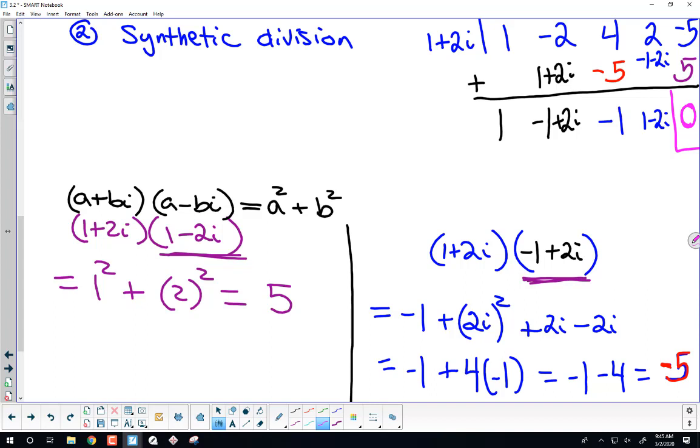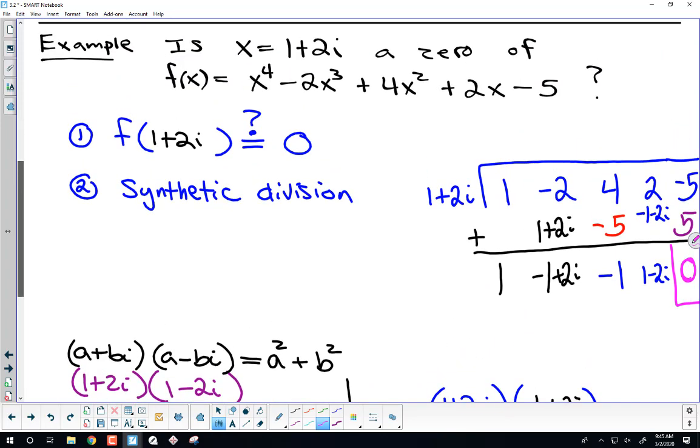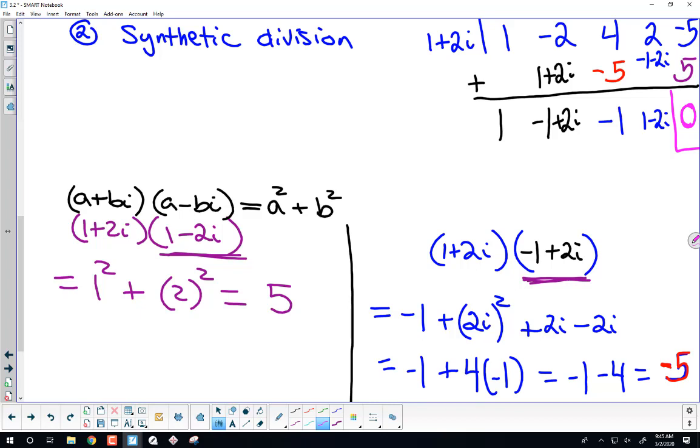All right. So what we have is a 0. What is 0 here? The remainder. You've got a 0 remainder, which means 1 plus 2i is a 0 of that function. Yes. The remainder is 0. Thus, x equal to 1 plus 2i is a 0 of f of x.